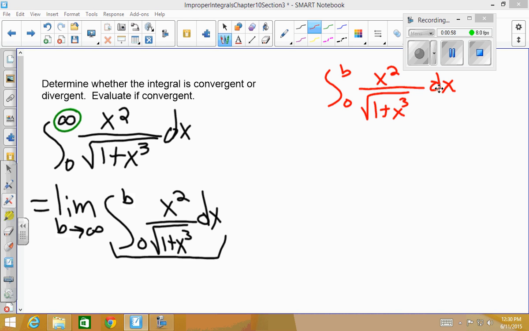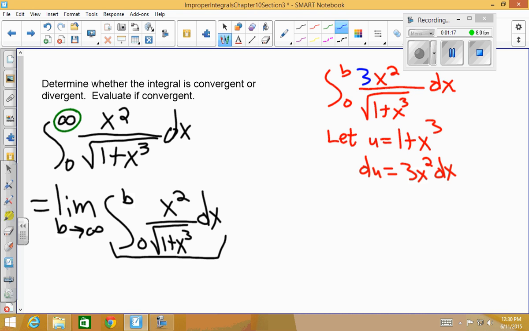We can evaluate this integral by doing a substitution. So we can let u be 1 plus x cubed. du is then 3x squared dx. Notice we have x squared dx in our integral, so we simply need the 3 there. So we have to multiply by 3 on the inside, divide by 3 on the outside. So now our integral becomes 1/3 the integral, on the new limits of integration, of 1 over the square root of u du.